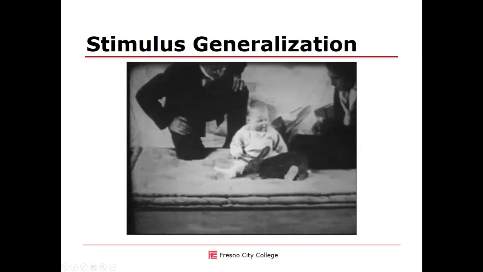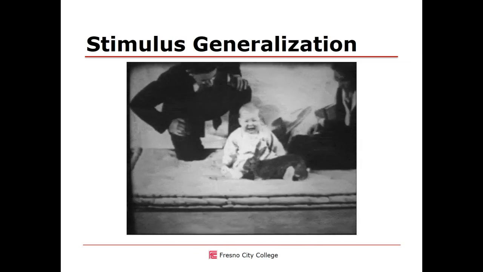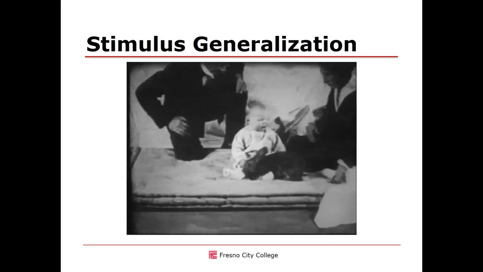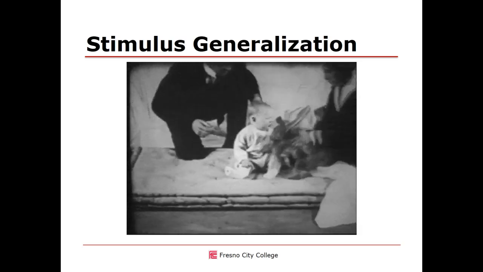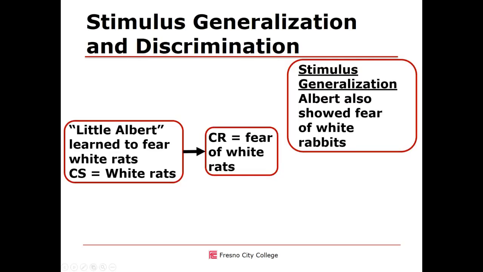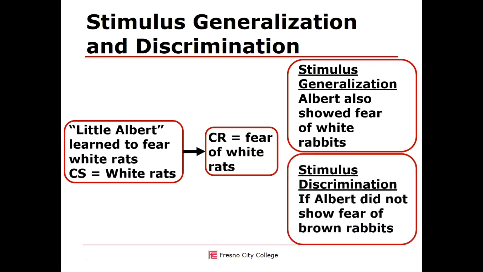Here you see Albert showing a fear response to a brown rabbit. For Albert, the brown rabbit was similar enough to the white rat that he generalized his fear to them. Albert's fear of white rabbits is an example of stimulus generalization. If Albert only showed fear of white rabbits, but not of brown rabbits, then we would say that he generalized his fear of rats to rabbits, but he discriminated between white and brown rabbits.